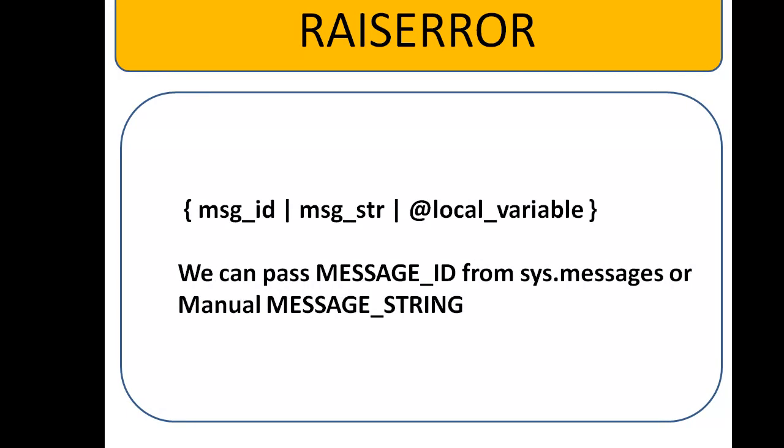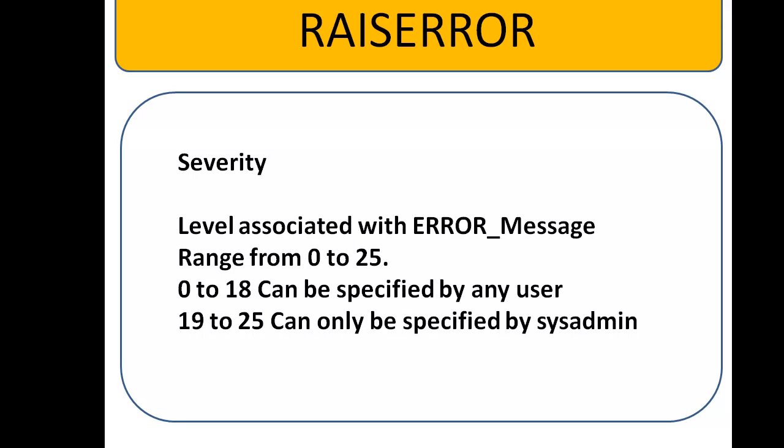With the message ID, we can pass a message ID from sys.messages or a manual message. The user can define the error message, what should be displayed in the error, and the severity level associated with the error message. It ranges from 0 to 25. Levels 0 to 18 can be specified by any user, and 19 to 25 can only be specified by system admins.